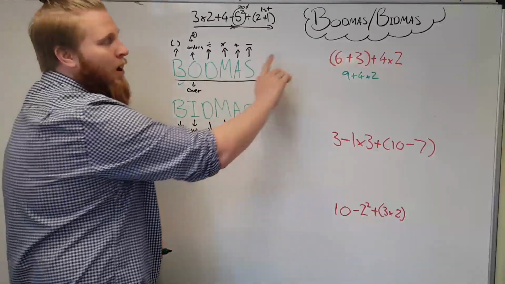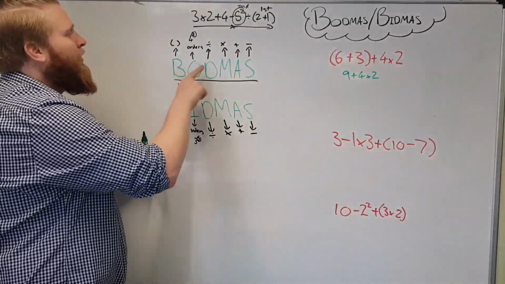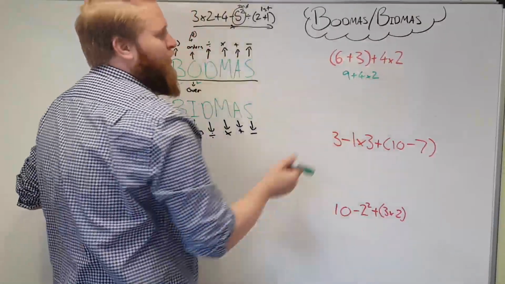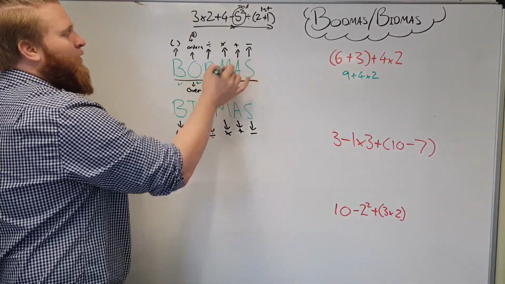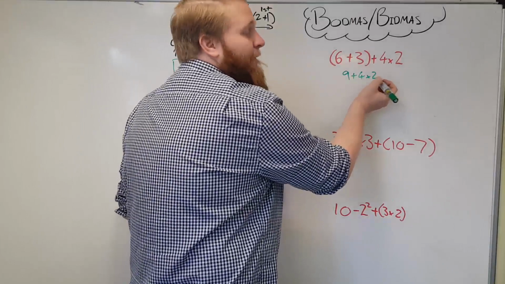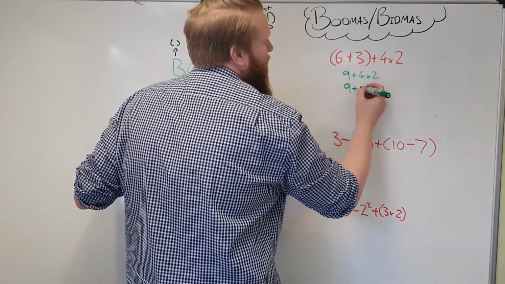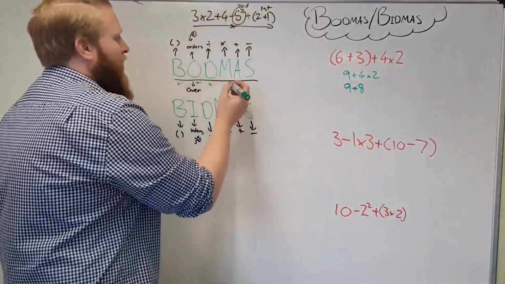Orders or over, it's not in the sum. Move on to the next one. D, division. No division in the sum, so don't do that. Next one, M, multiplication. I've got 4 times 2 here. So that would change my sum to 9 plus 8.